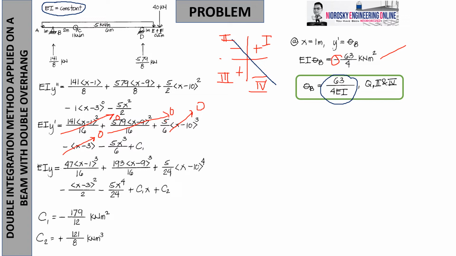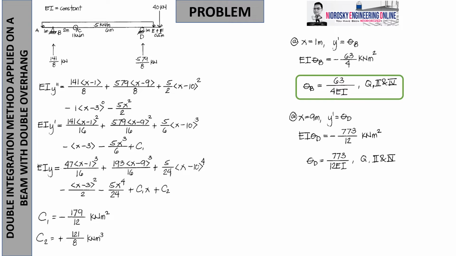Likewise, we will do the same on the slope at D. Plugging in at x is equal to 9 meters, y prime can be achieved as theta D. So notice that in EI y prime, what will be zero is x minus 9, which is 0. Okay? And the rest will be activated because they are not negative inside the pointed parenthesis. And then notice you will get EI theta D of negative 770 over 12 kilonewton square meter. Again, the negative sign means a second or a fourth quadrant.